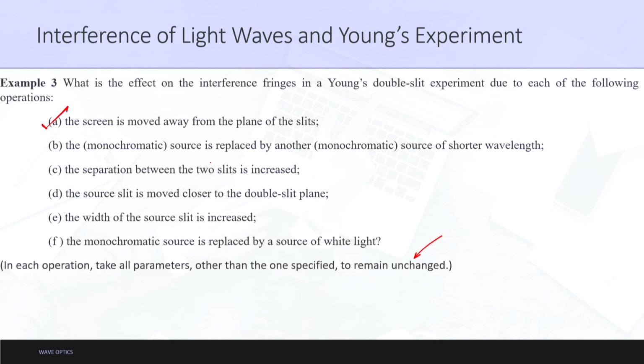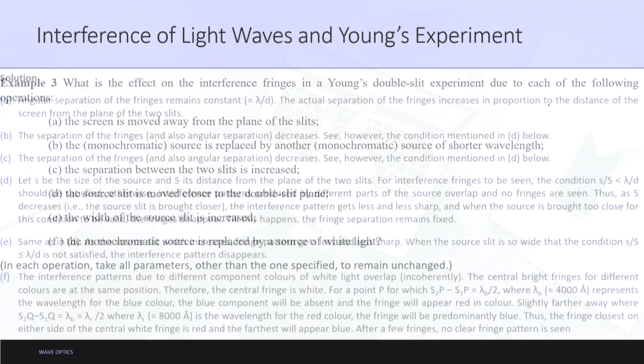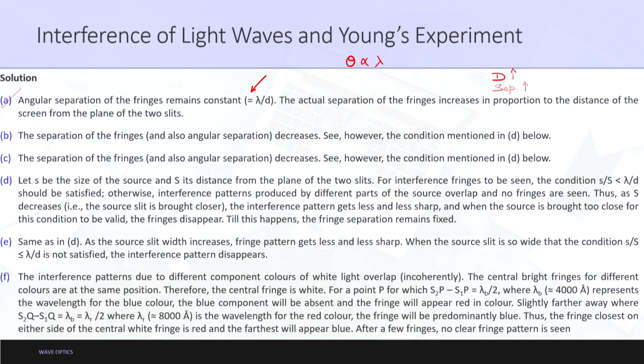Now a monochromatic source is replaced by another monochromatic source of shorter wavelength. This time nothing else is being done, the setup was kept intact, only the value of lambda is being decreased. So what happens if the value of lambda is decreased? The separation of the fringes decreases. See, however, the condition below and D below. So first of all, let me just explain you till this part only.